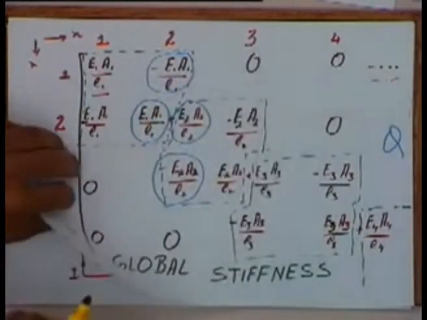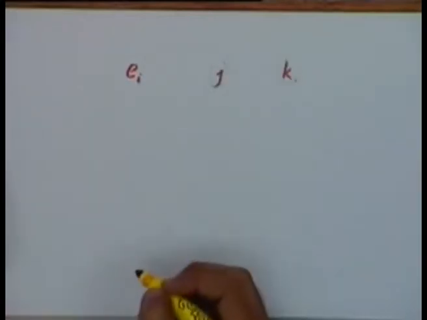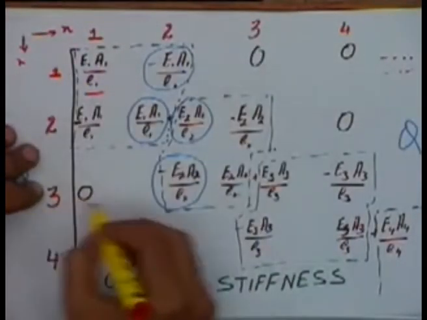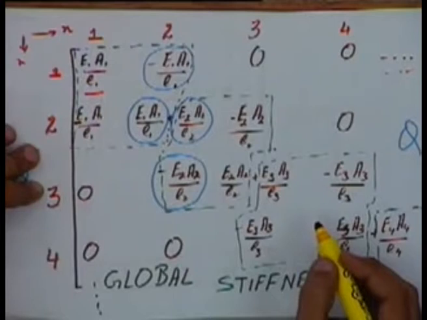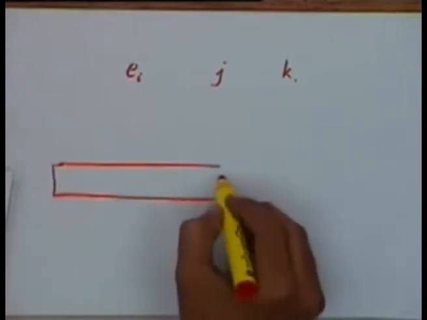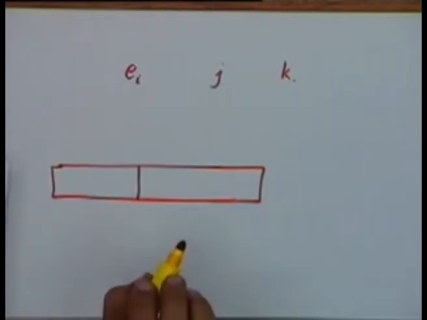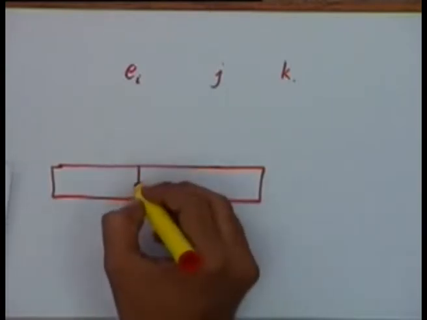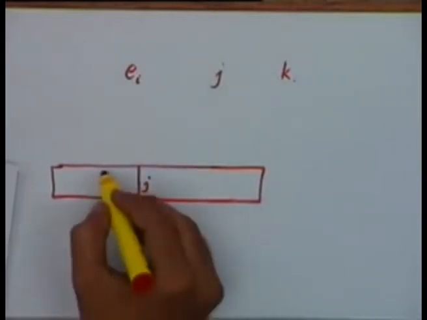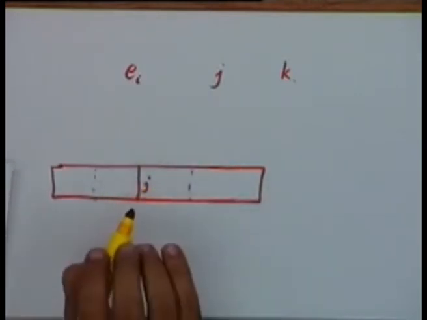Is that okay? See, if I have an element i between nodes j and k, in that case I will take the jth row, kth row, jth column and the kth column. In a one dimensional case like this, one node can appear only between two elements. If this is my, let's say, node number j, it can either appear with this element or with this element. So one node can appear only in two elements.